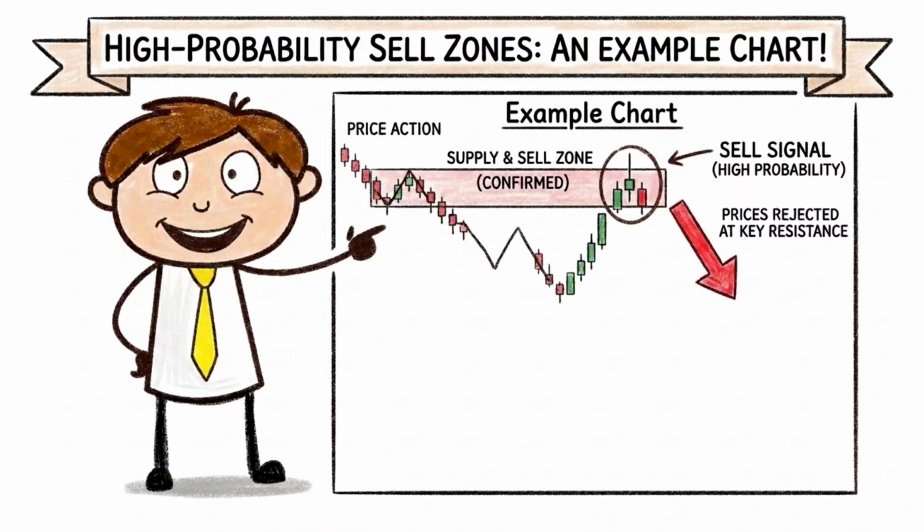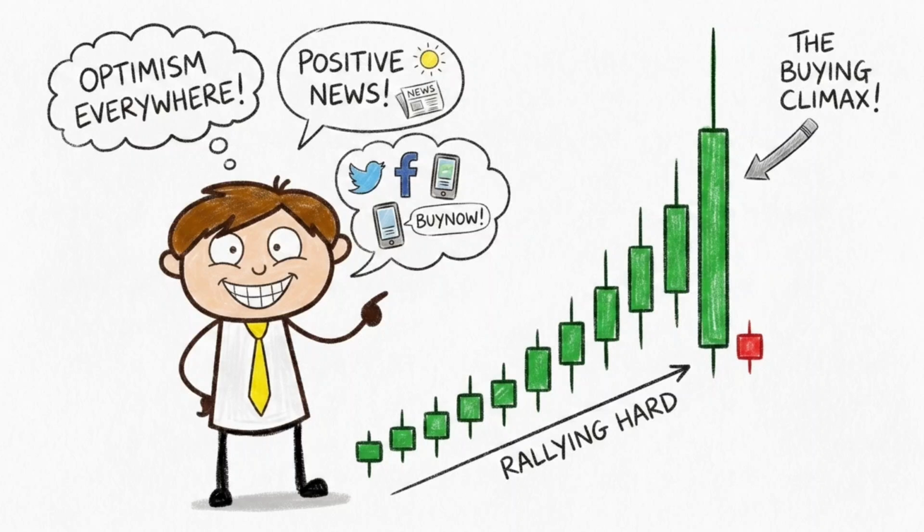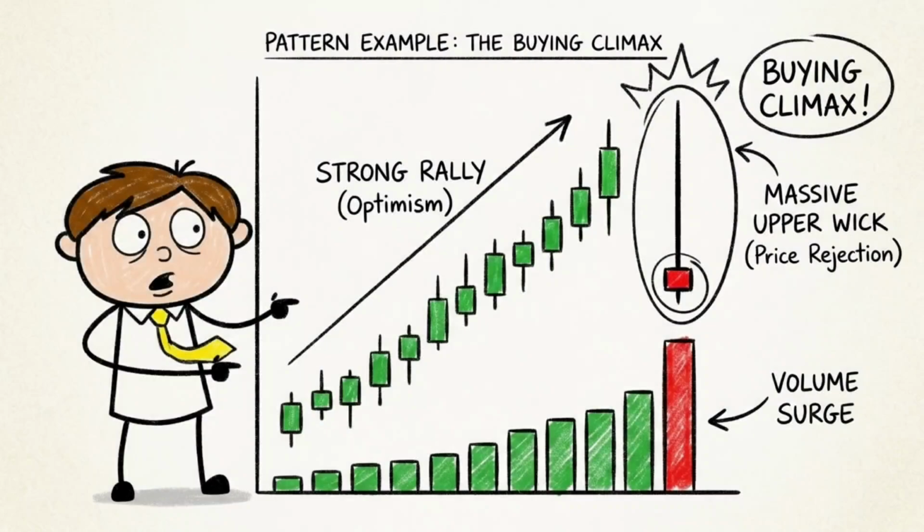Step 4. Identifying high probability sell zones. Now we flip the lens. One of the most important patterns here is the buying climax. Picture a market that's been rallying hard. Optimism is everywhere. News is positive. Social media is flooded with buy calls. Everyone feels confident. Then suddenly, volume surges massively.